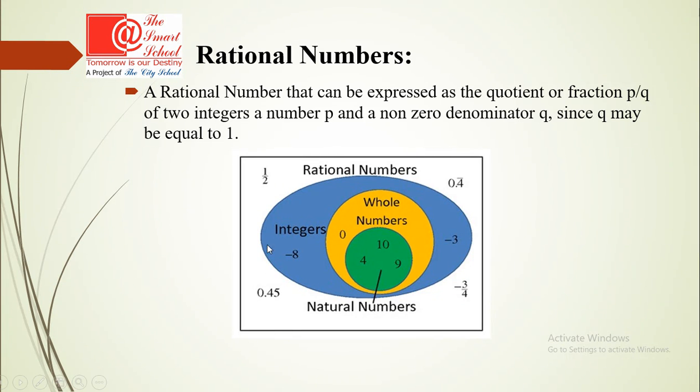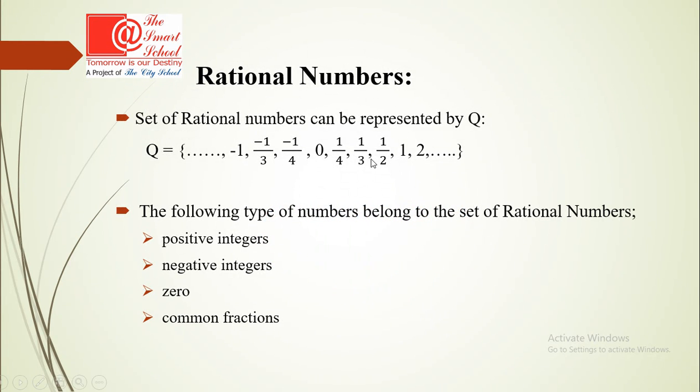Rational numbers are comprised of integers, whole numbers and natural numbers. So all of these are rational numbers. For further information, we can see that a set of rational numbers can be represented by Q. The Q is equal to -1, -1/3, -1/4, 0 and so on from right side and left side also, like lesser than -1 and greater than 2, all the numbers.